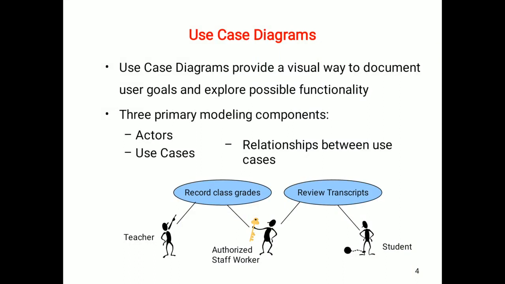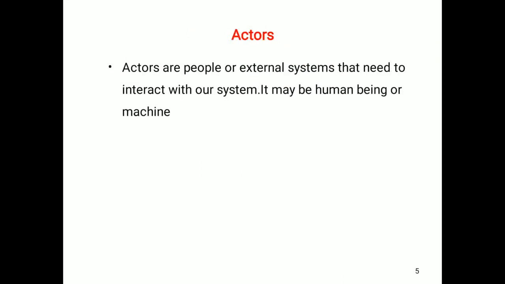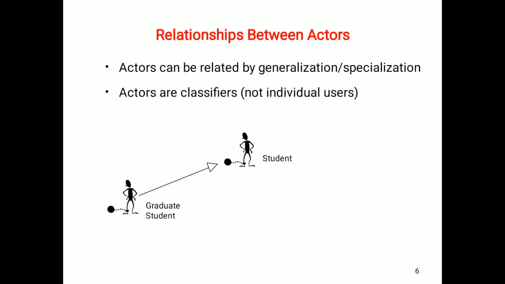Now, next point. Here we already discussed that an actor may be a human being or a machine, and it is the external system that interacts with our system. This one is a relationship between actors. Actors can be related by generalization or specialization. Actors are classifiers, not individual users.